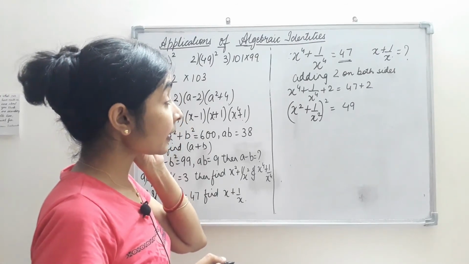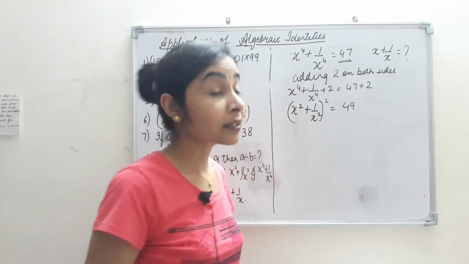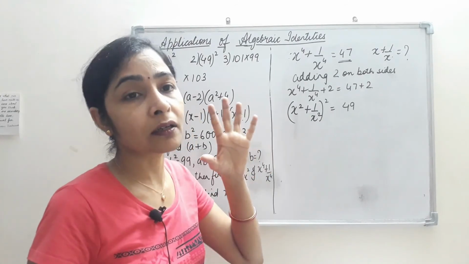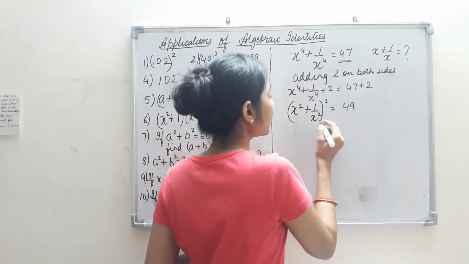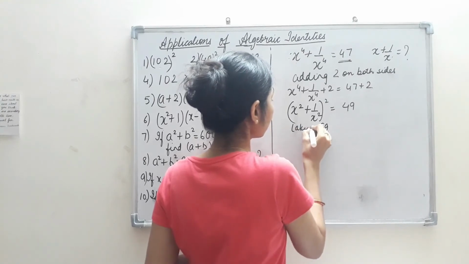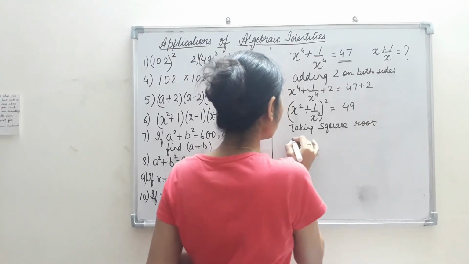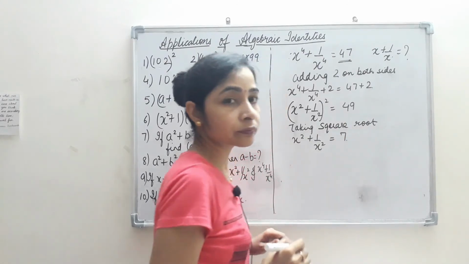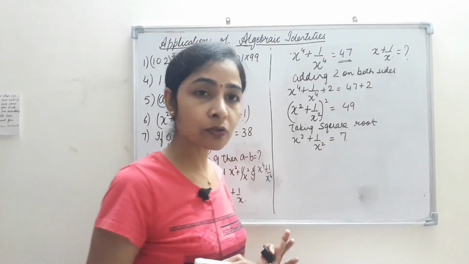Now what do we get here? The value of x square plus 1 upon x square. But again we need the value of x plus 1 upon x. So first we'll take the square root on both the sides. So what do we get? x square plus 1 upon x square is equal to 7. I took the square root, so this square sign removes and this 49 has changed into 7.